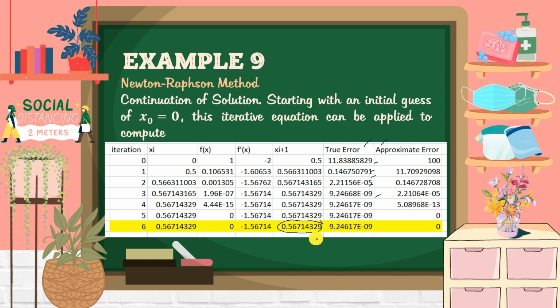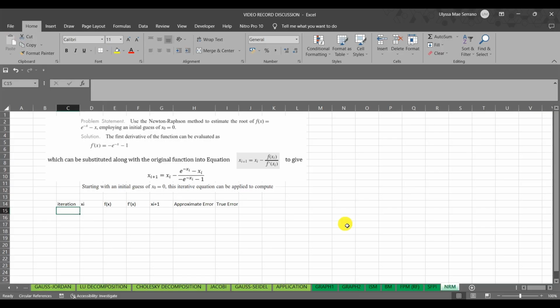In order to clearly understand how the Newton-Raphson method is applied, let's try using Excel. Using Excel to apply the Newton-Raphson method, for the first iteration, we have here the initial value of x sub 0 equals 0, or simply the value of x sub i equals 0.